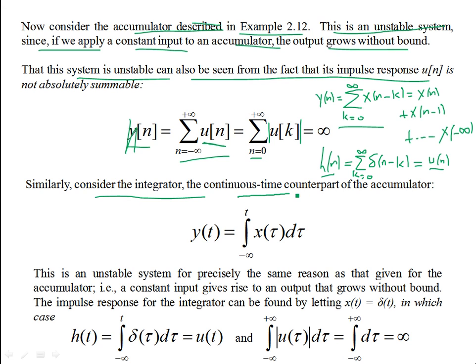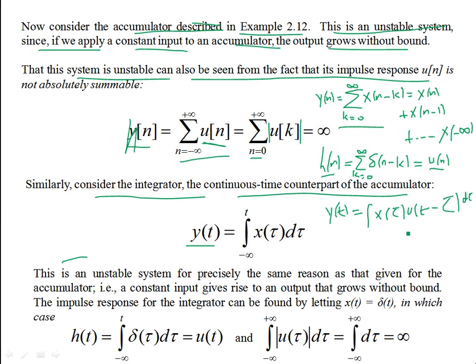Similarly, consider the integrator, the continuous time counterpart of an accumulator. This can be expressed as y(t) as the integral from minus infinity to t. The reason for this is, since your h of t is again u of t, you can write this as x of tau times u of t minus tau, my impulse response delayed and shifted in time, d tau.